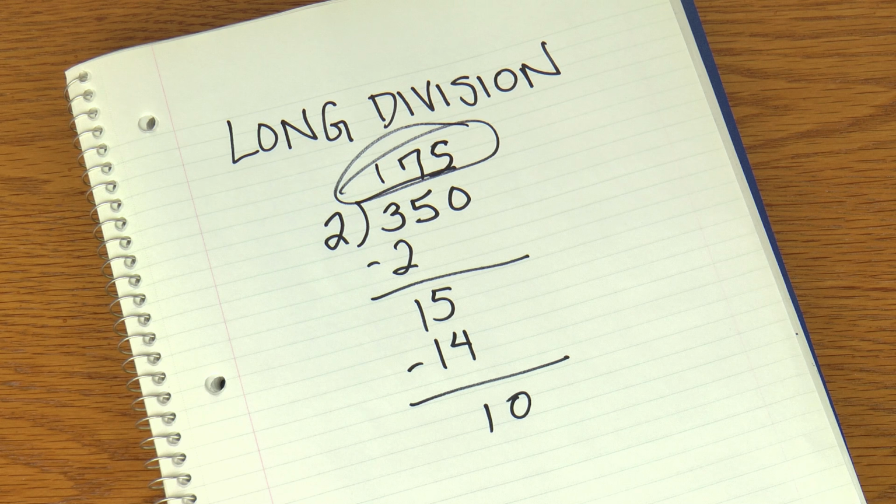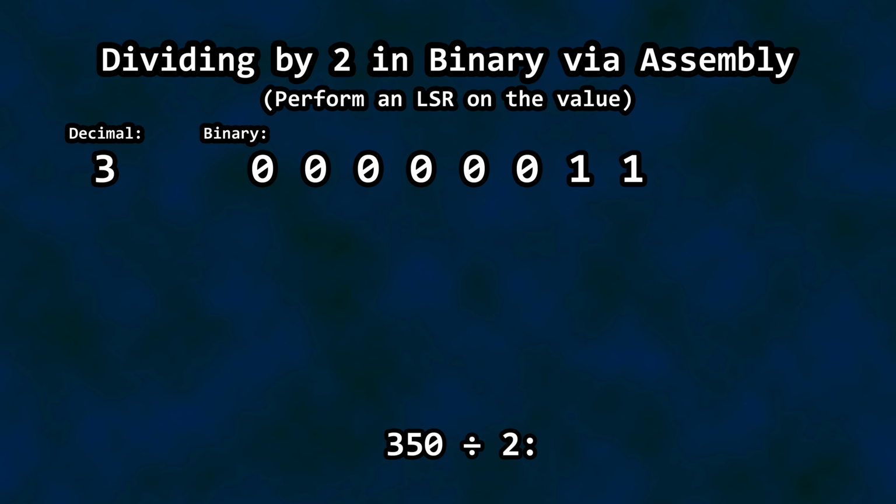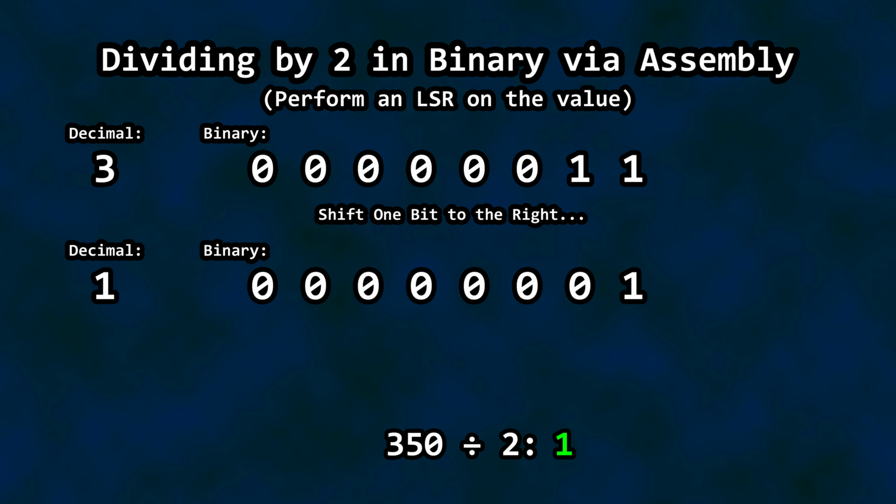Digit by digit division, like in this analog example, is a good illustration of what happens in code. Binary is a base 2 system, so dividing by 2 is accomplished by shifting the bits to the right 1 place using LSR, logical shift right. So to start our example, the binary value of 3 looks like this. How many times does 2 go into 3? Shift the bits to the right and you get 1. A carry has shifted out to the right.